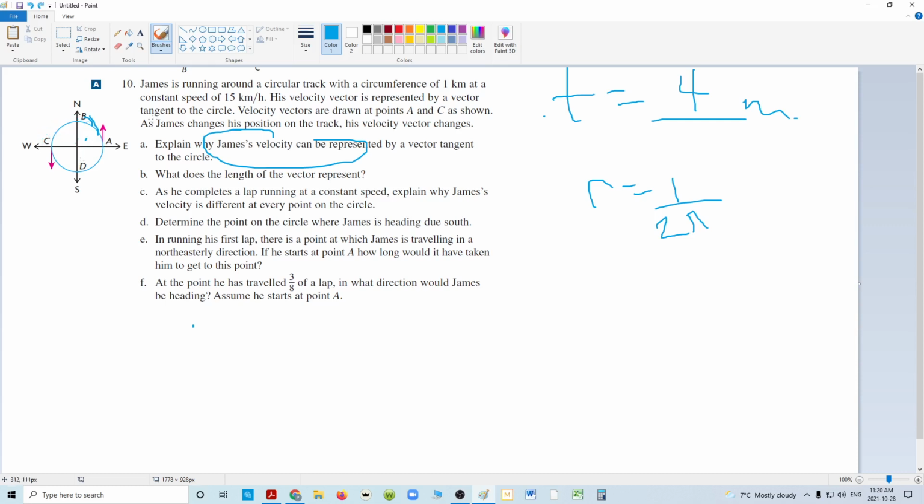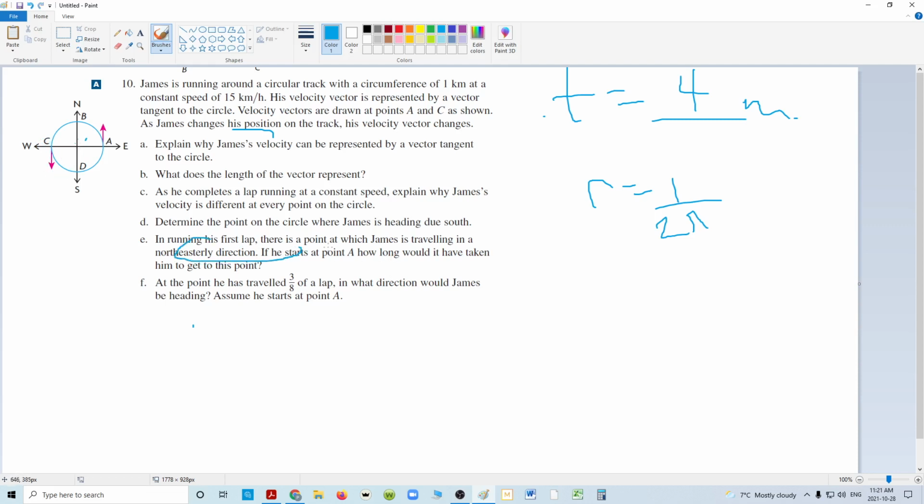But it will have parallels at certain points, at least in magnitude. This vector up here will be the opposite of this vector down here. Same with these two vectors. And all around the circle, actually, we'll always have opposites. Determine the point on the circle where James is heading due south. That will be right here at C. He's heading due south.